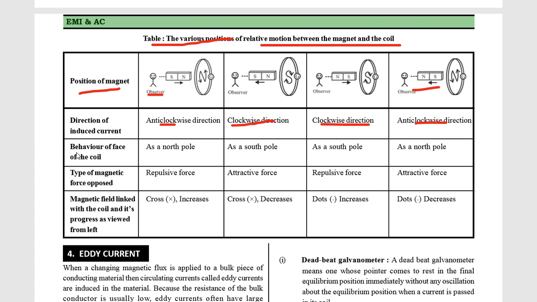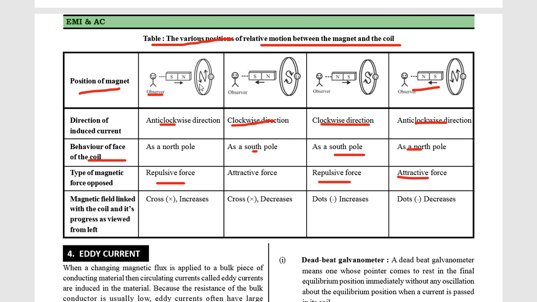Now we are going to understand the behavior of the face of the coil. Here it behaves like a north pole, here like a south pole, here like a south pole, and then a north pole. Type of magnetic force opposed: the first one is repulsive force, the second is attractive force, the third is repulsive force, the fourth is attractive force. So you can see here the types of magnetic forces opposed.